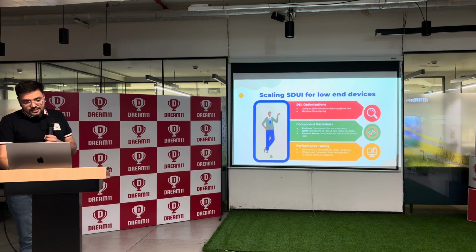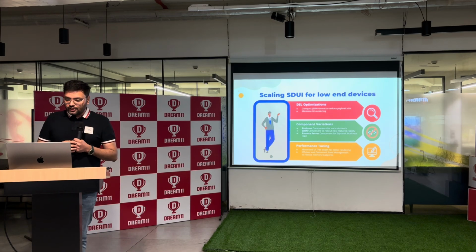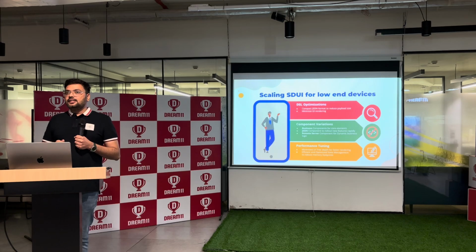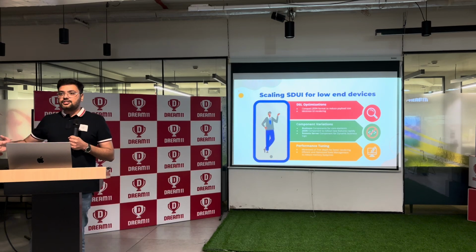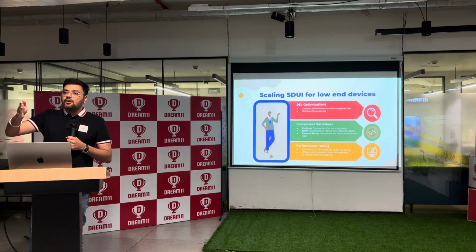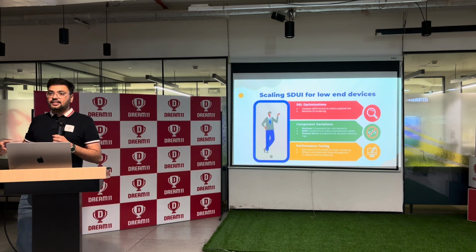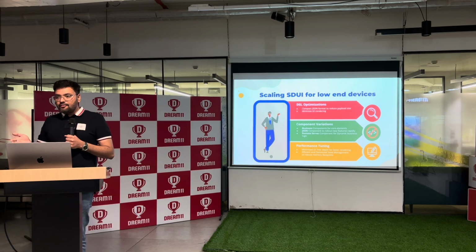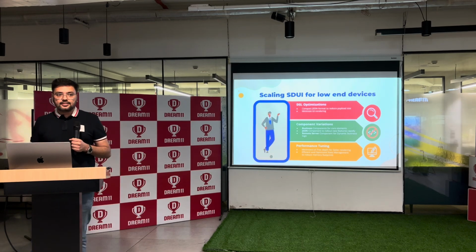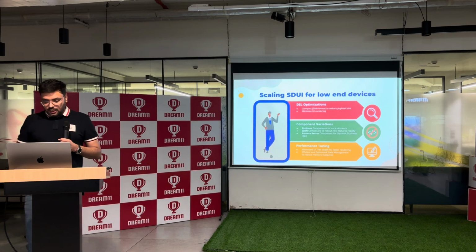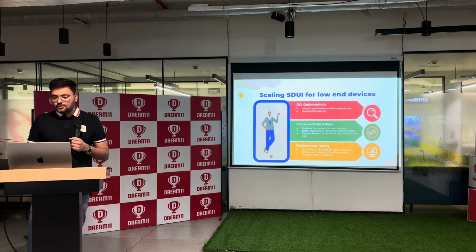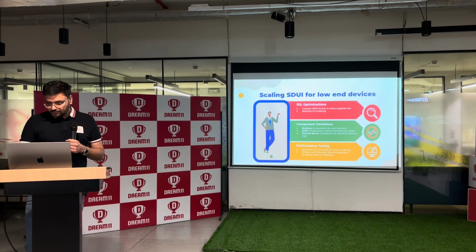And the third one is performance tuning. We minimize the UI tree depth for faster rendering. Let's say we have a nested JSON structure. If we have 10 levels of nested JSON structure, then rendering might be slow. So we have flattened this JSON hierarchy to render fast. And we have done some efficient state management to reduce memory footprint. So these are the things we have done so far for lower devices.